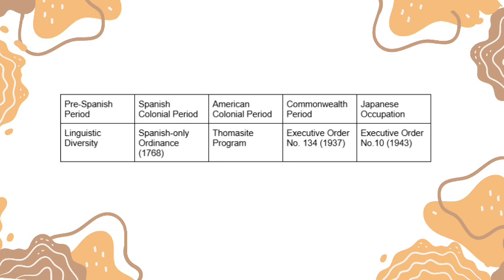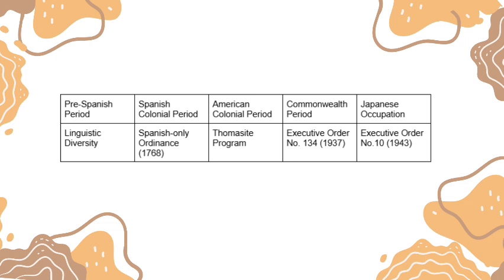Next is the Spanish colonial period. So the policy that it has is Spanish was imposed as the official language of governance, education, and religion. The goal was to promote assimilation and control. The Spanish implemented policies like the Spanish-only ordinance. It mandates the exclusive use of Spanish in schools. This was enforced through the education system and government administration. So the use of indigenous languages was suppressed.